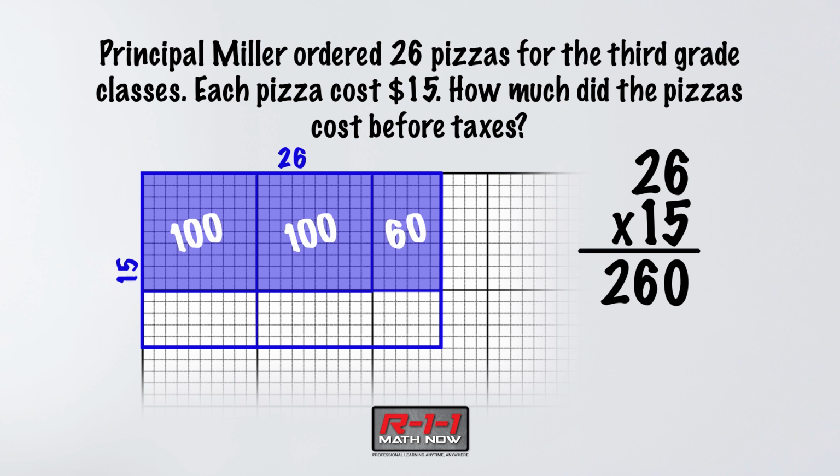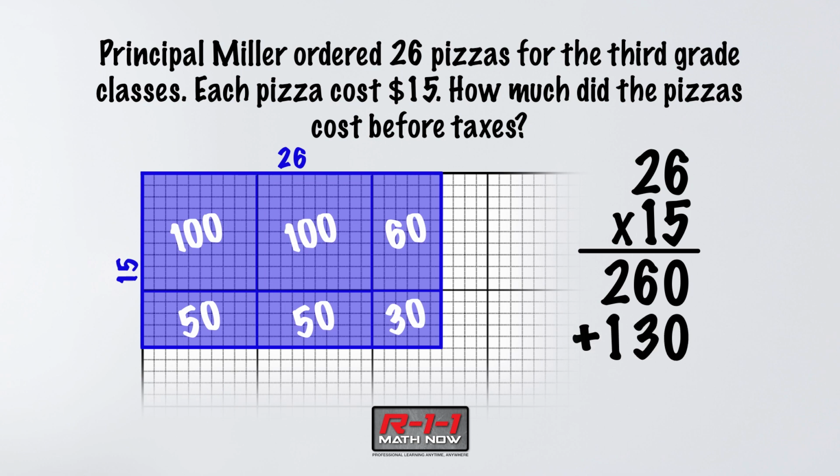So this section is 5 by 10, so that's 50. This next section is the exact same size, 50. This little section is 5 by 6, so that's 30. So when I add up all these pieces, I get 130. Now I just have to add these two things together to get a total of $390 that Mr. Miller spent on pizzas.